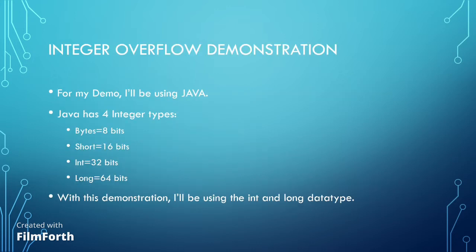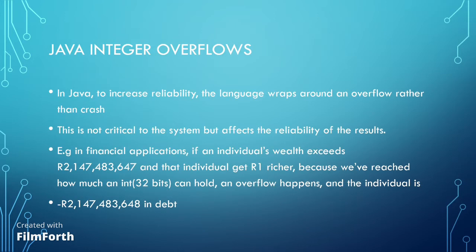So for my demonstration, I'll be using Java. Java has 4 integer types: bytes, which use 8 bits, shorts, which use 16 bits, ints, which use 32 bits, and longs, which use 64 bits. With this demonstration, I'll be using the int and long data types. And with regards to overflows in Java, to increase reliability, the language simply wraps around an overflow rather than crash the program. This is not critical to the system, but affects the reliability of the results.